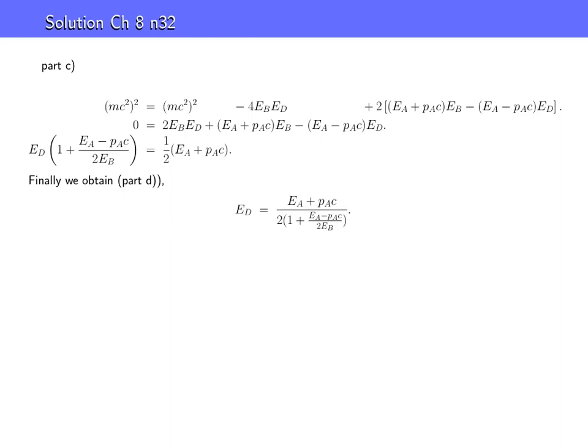Now again, we could go further and insert the value for PA as the square root of EA squared plus (MC squared) quantity squared. But this is sufficient for this part of the problem. And actually, it suggests there to keep it in terms of the first power of PA. We could expand this. Actually, it's already in the first power of PA, so we're done there. Okay, so that's our result for part C. Oh, sorry, D, actually. We're already in part D.